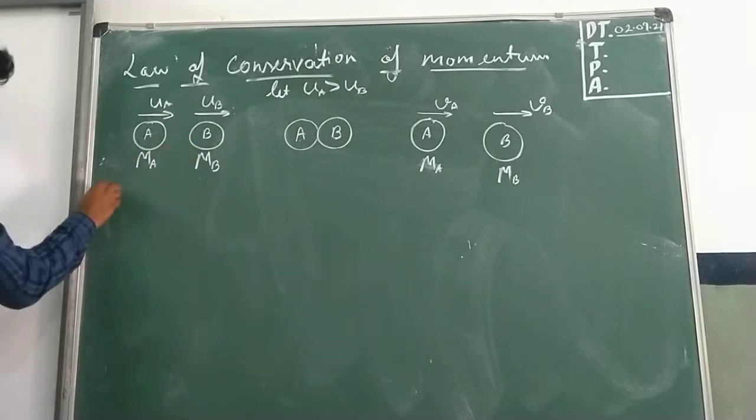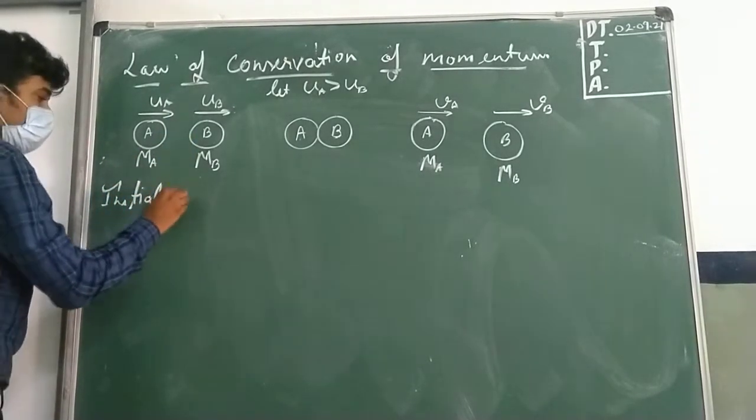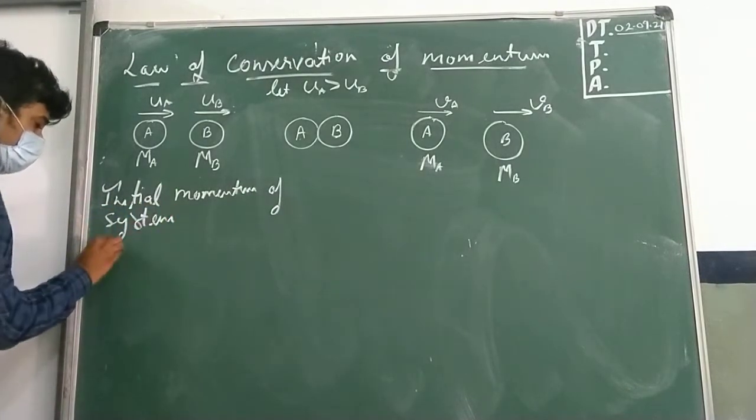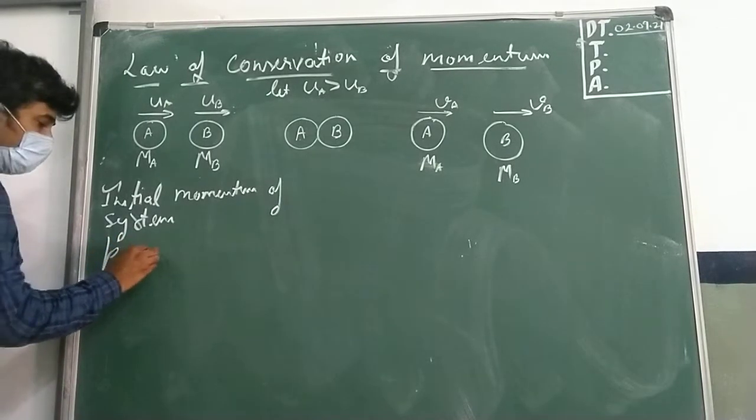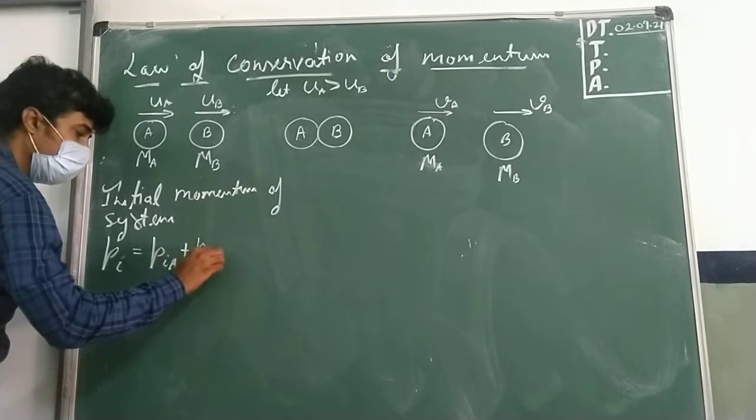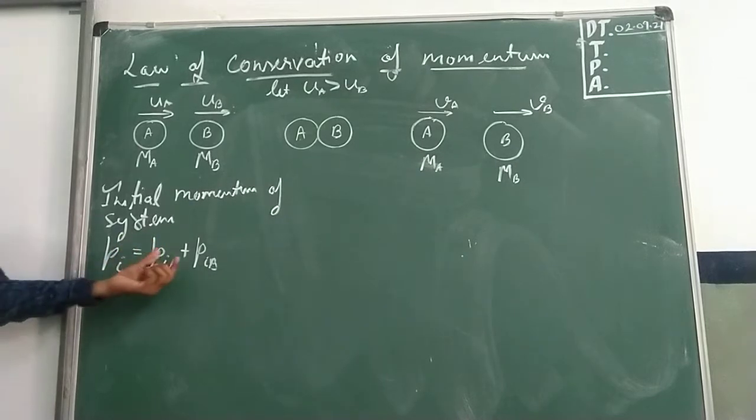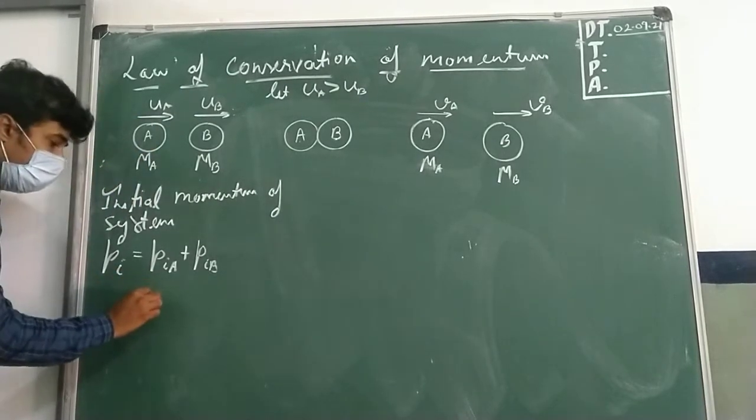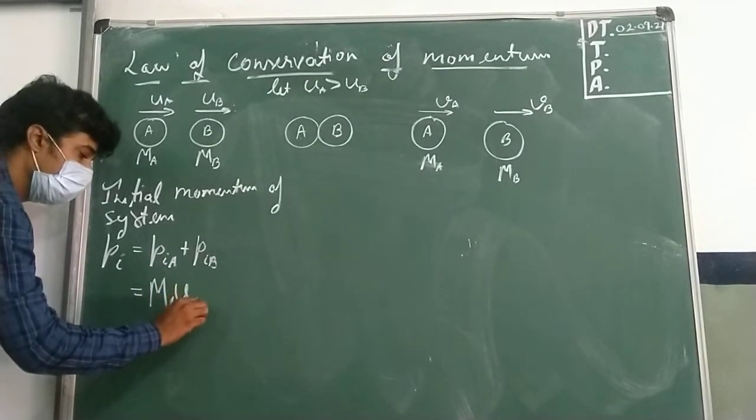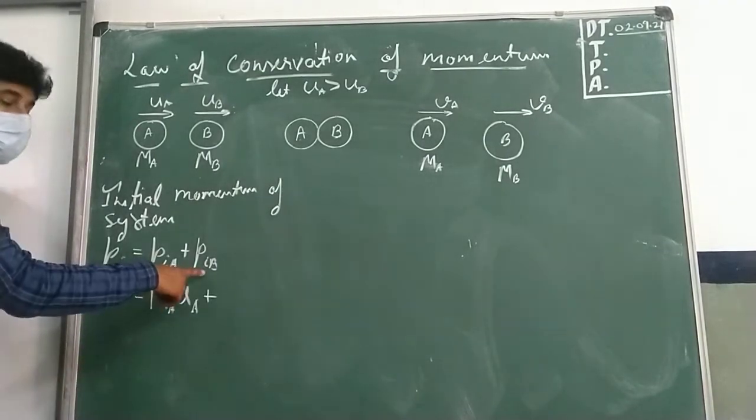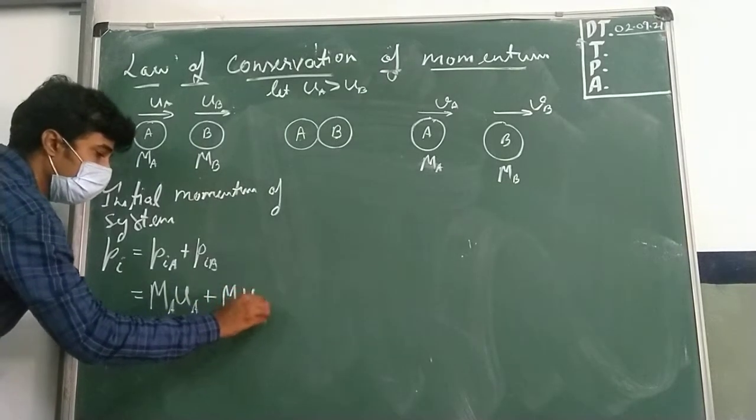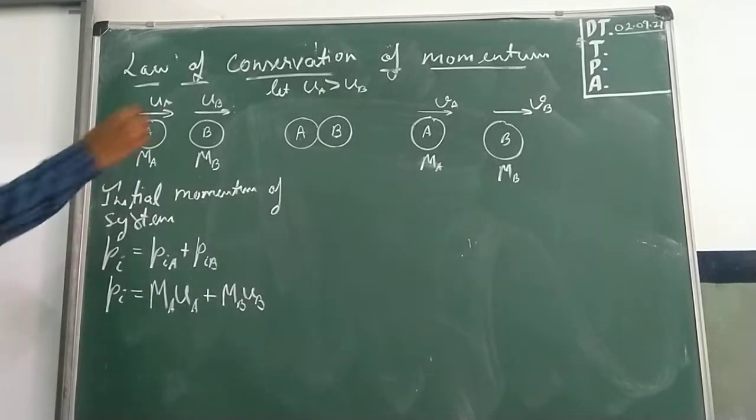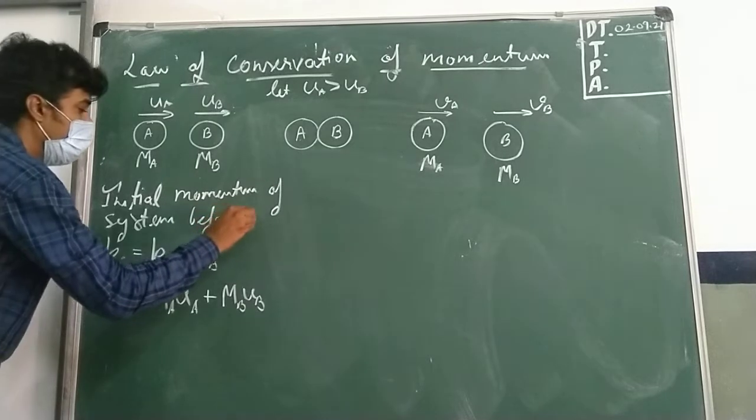So let's start. Initial momentum of the system is equal to Pi. Pi is equal to P initial of A plus P initial of B. Yes or no? P initial of A: what is the mass of A? MA. What is the velocity of A? UA. So you can write P initial of A is MA UA, plus the momentum of B, which is MB UB. This is the initial momentum of the system, before collision. You can write it like this.